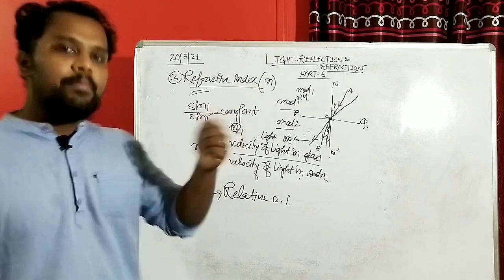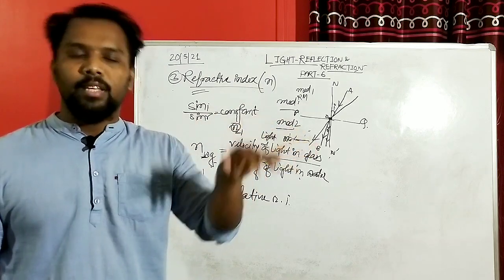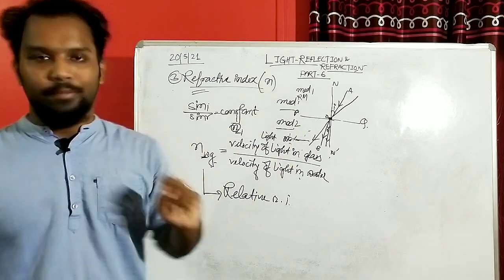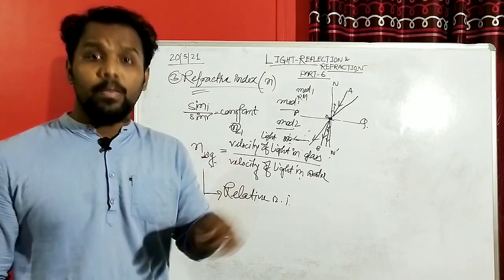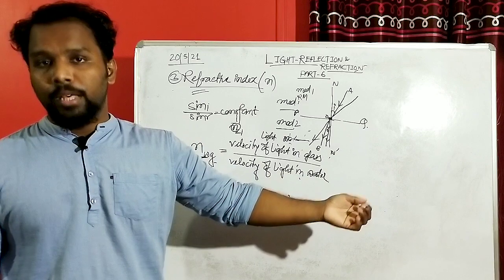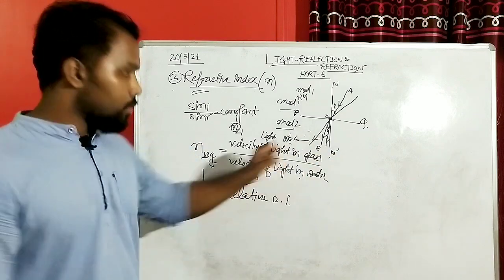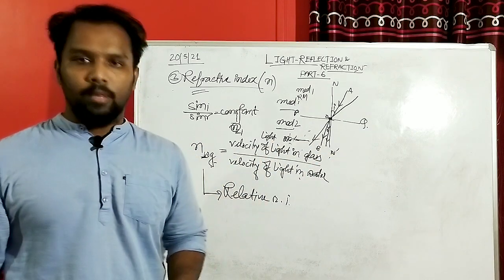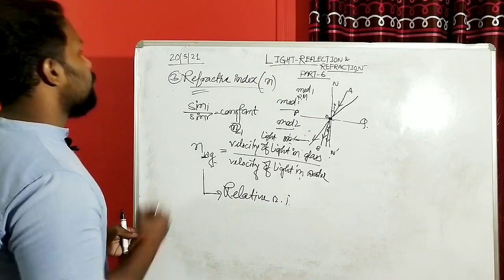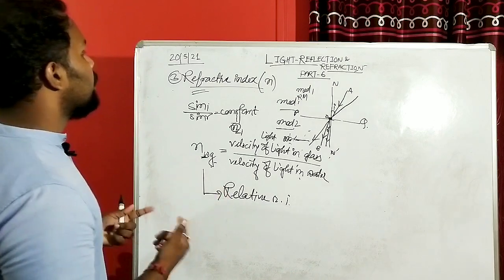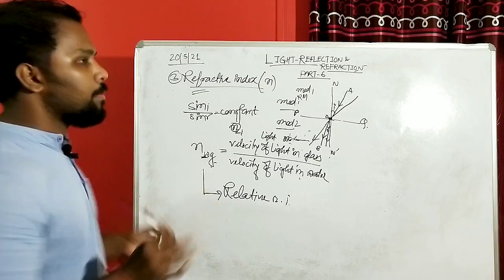This is given by c by v, where c is the velocity of light and v is the velocity of light in that medium. Again, whenever we try to find the refractive index of a given medium with respect to another given medium except air, that refractive index is nothing but the relative refractive index. Clear concept? Now we will see one new term, that is nothing but optical density.